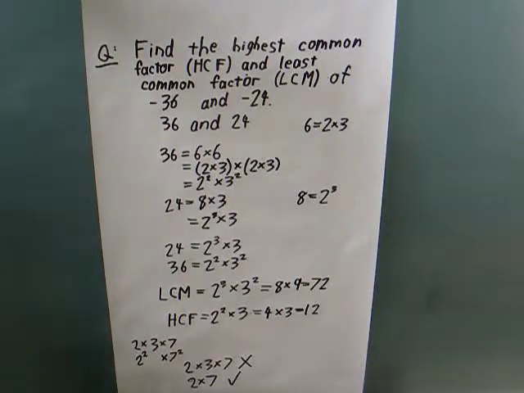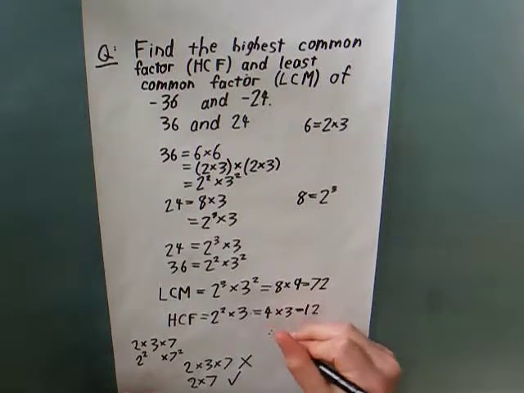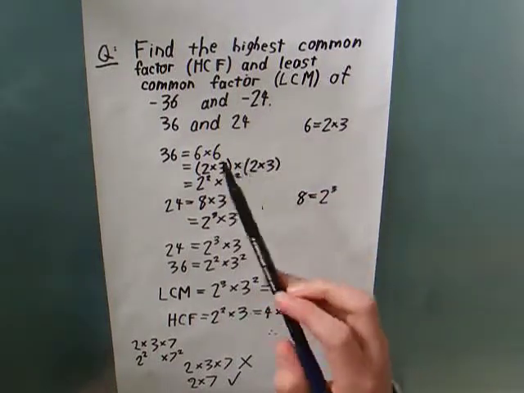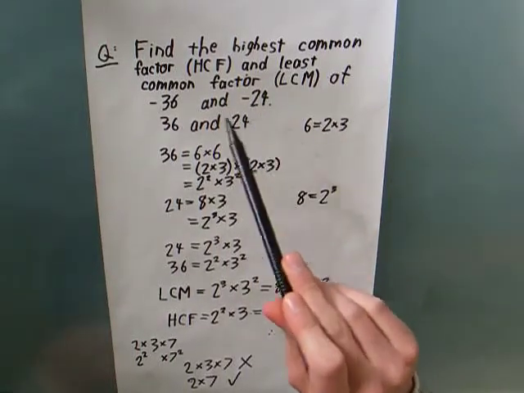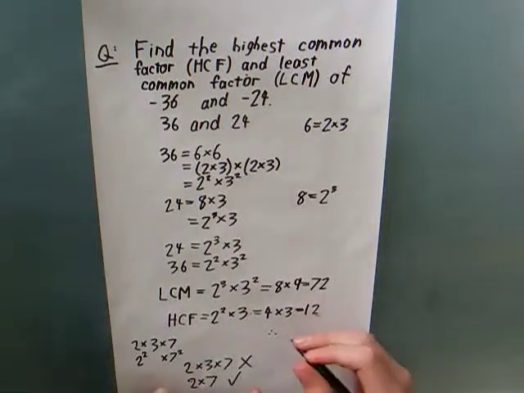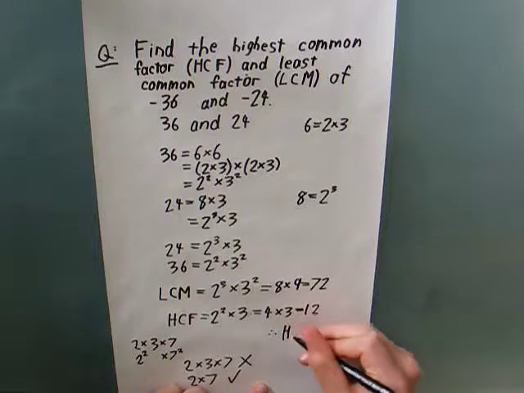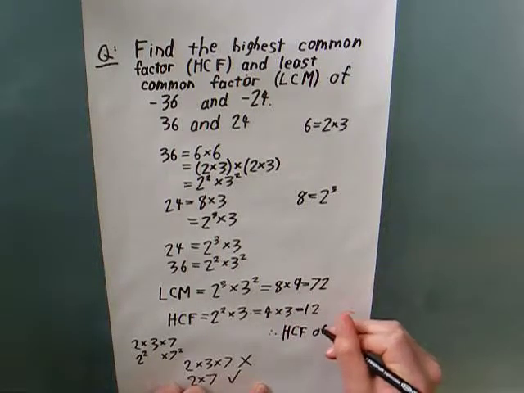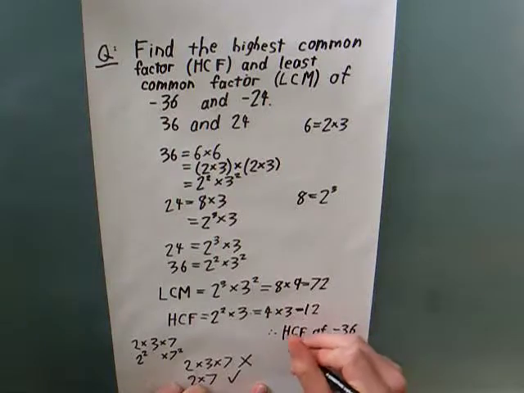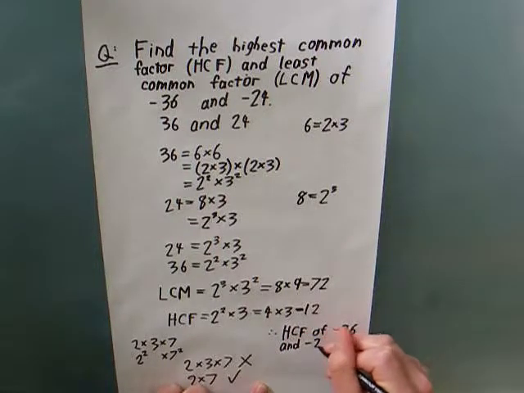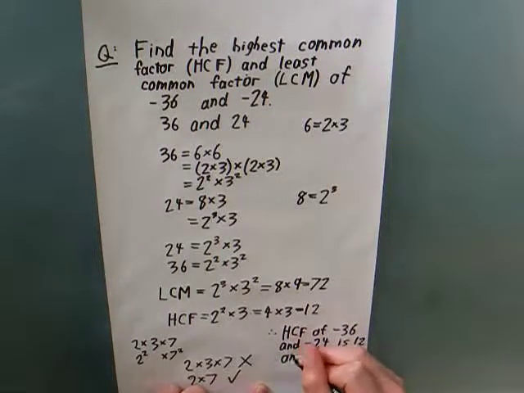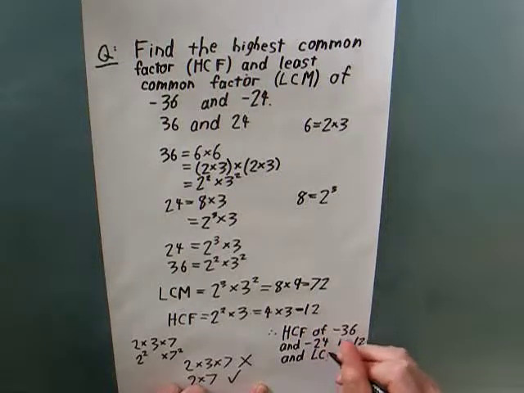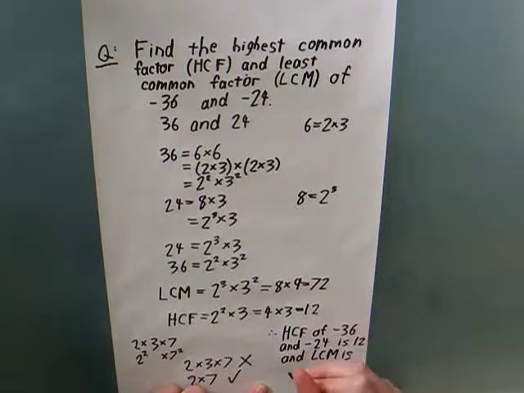Right. So back to our case, and we're done. So we have the highest common factor, and now remember, you should always write a conclusion, and carry it back to the negatives here. So therefore, the highest common factor of negative 36 and negative 24 is 12, and the least common multiple is 72.